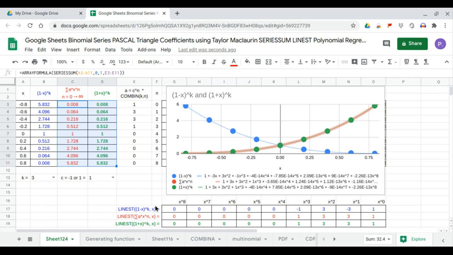This completes the use of Taylor-Maclaurin series sum and Linest polynomial regression to generate the binomial series and Pascal triangle coefficients.